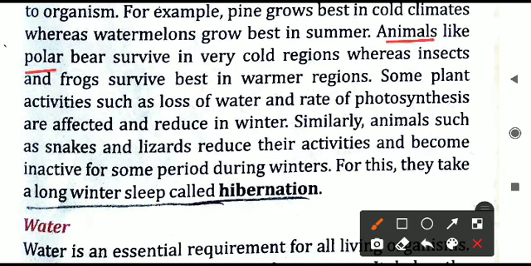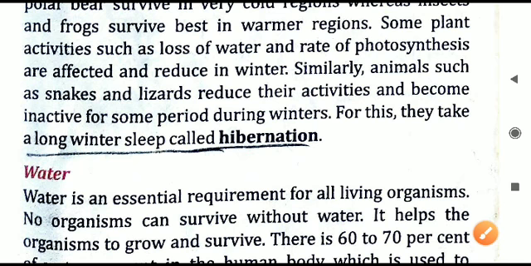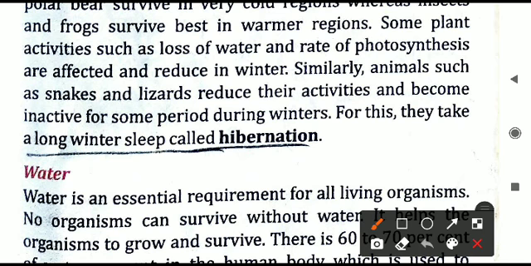In the case of animals also, polar bears survive in very cold regions, they remain at the polar areas of the earth. Similarly, insects and frogs remain in the warmer areas, they can't go into the cold regions because these are cold blooded animals. Frogs are cold blooded, they will simply die in the cold areas, so they prefer the warmer regions. Certain kinds of animals can't remain in the colder areas, for example snakes and lizards especially.